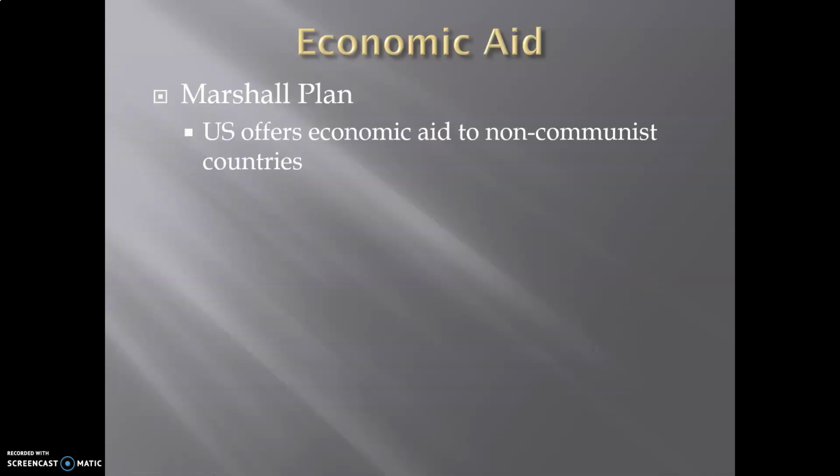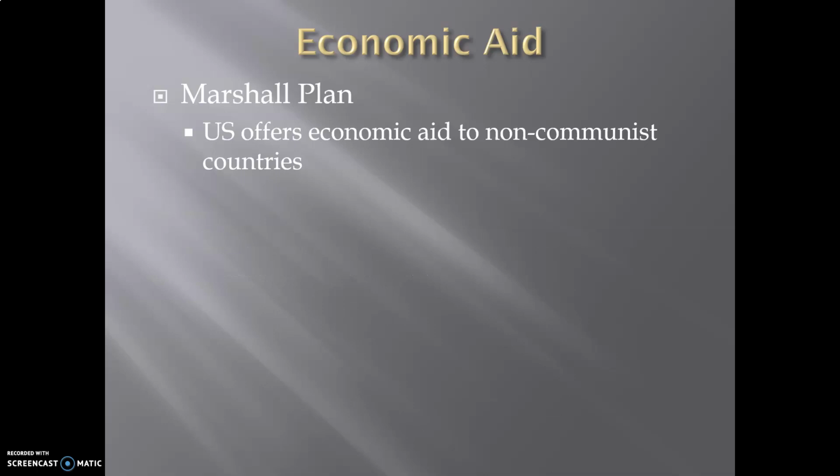All right, and then finally we have economic aid that's being given to the various nations that were trying to resist communism. The biggest thing is the Marshall Plan, named after the guy who came up with it. Basically, the U.S. would give money to any non-communist country that was fighting communism. So, for example, Italy, there was a lot of pro-communist activity going on in the 1940s and 50s and 60s, and so they got money from the U.S.